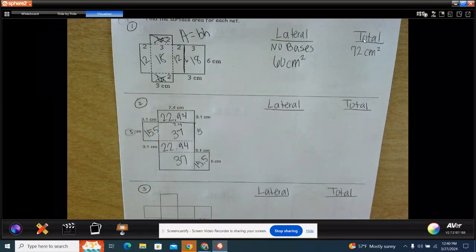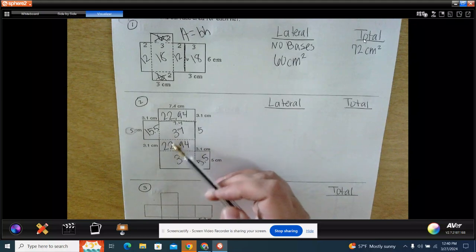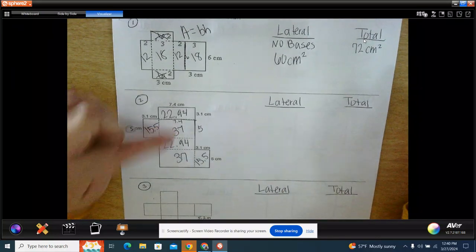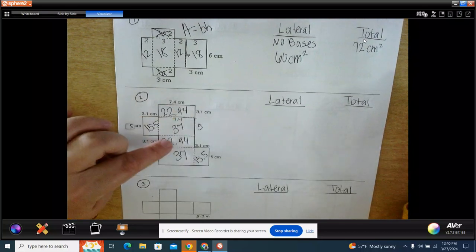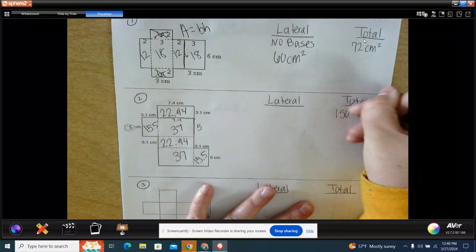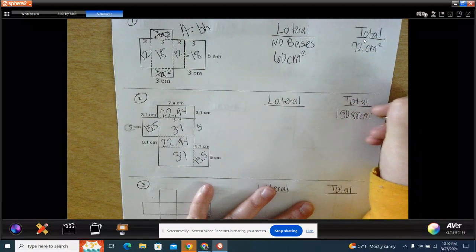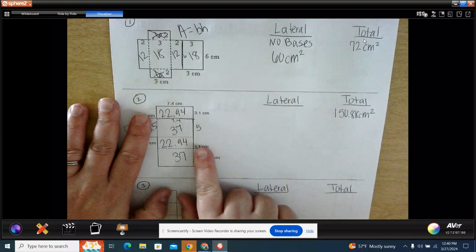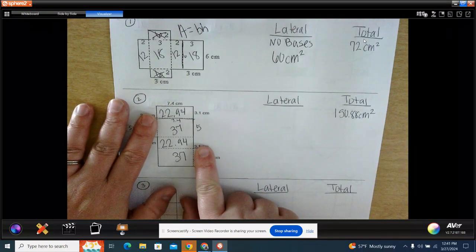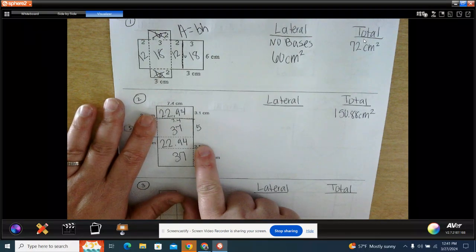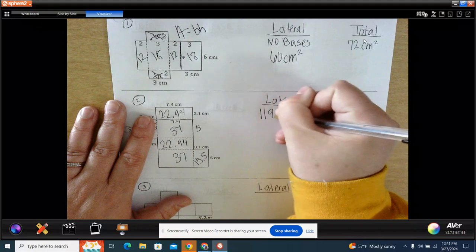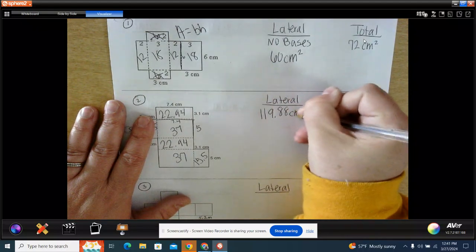So again, to find the total, we add up every individual number inside the rectangles. So 15.5 and 15.5, 37, 37, 22.94, 22.94, which gives me a total of 150.88. Lateral is everything but the bases. So I'm not going to use the 15.5, so I need to add 22.94 plus 37 plus 22.94 plus 37, which gives me 119.88.